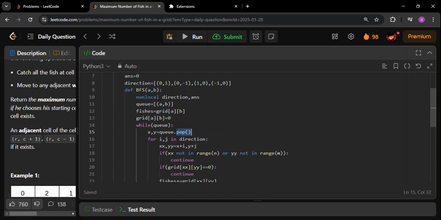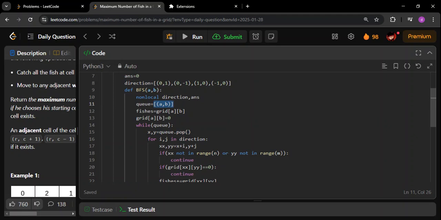If you want the pop to happen on the left side, you have to use a DQ, and then use the popleft function. That will ensure that even popleft takes O(1) time. Otherwise, if you try to simulate the same thing with a simple list, it will take O(n) time to pop from the left. Always pop from the right, and pop from the right happens in O(1) time. If you don't want that, you have to use a double-sided queue. This is just extra information. We are not going to use it here.